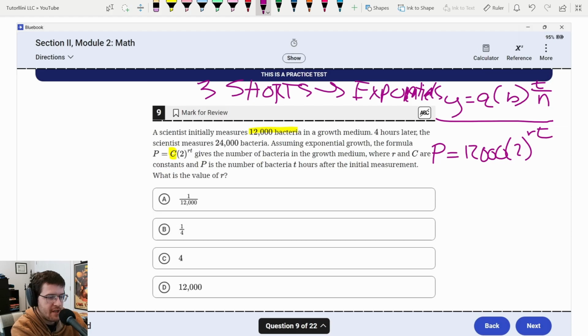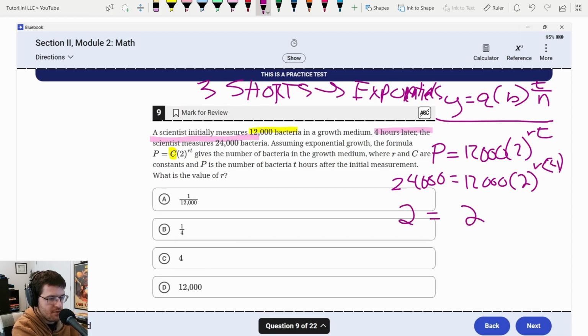Now I could use the point they gave us to solve. So 4 hours later, the scientist measures 24,000 bacteria. So I'm going to make 24,000 equals 12,000 times 2 to the R times 4. I'm going to divide both sides by 12,000. I get 2 equals 2 to the 4R. You see, this is 2 to the 1. So I can use the one-to-one property because they have the same base, 2. So 1 equals 4R. Divide both sides by 4, and I get R equals 1/4.